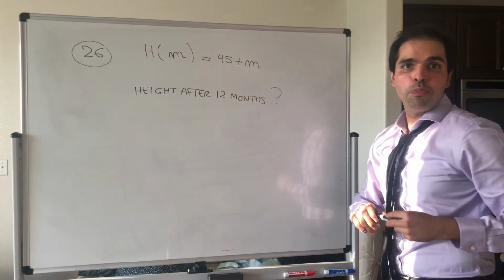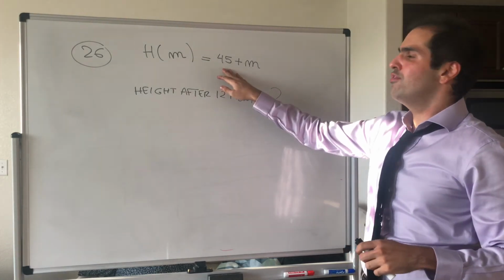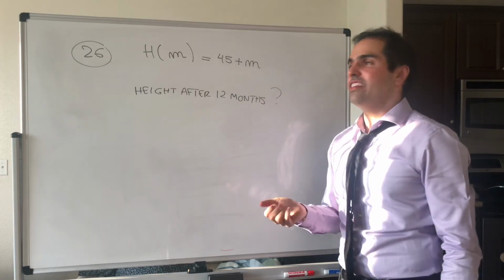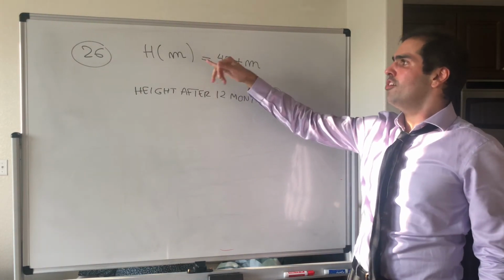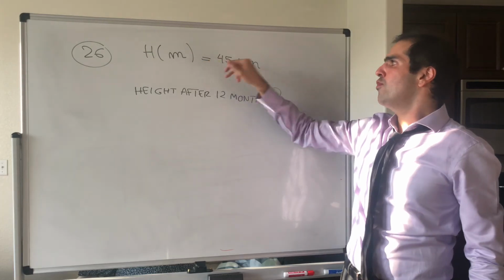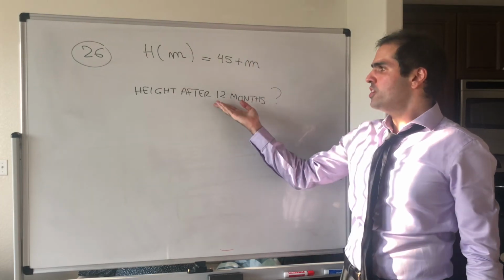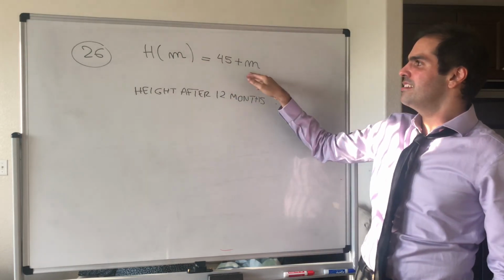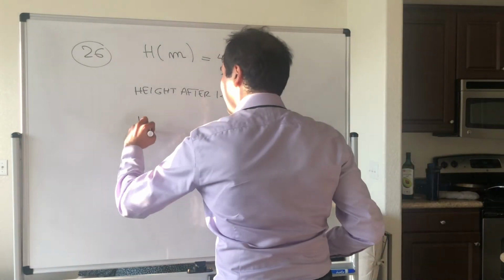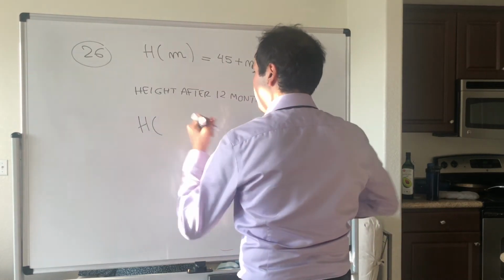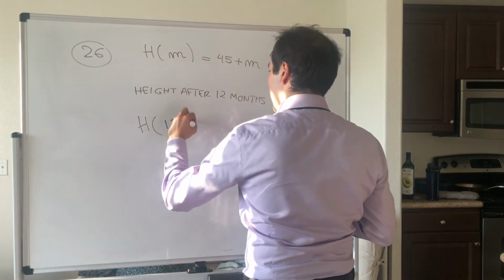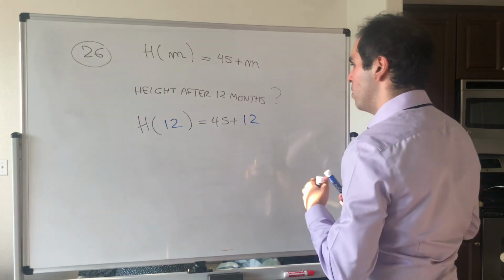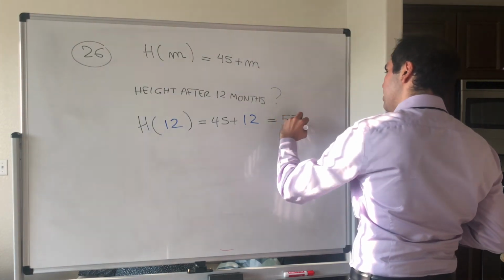Suppose you have a plant that's initially 45 centimeters high, and each month it grows by 1 centimeter. In particular, the height after m months is 45 plus m. What is the height after 12 months? If the height after m months is this, the height after 12 months is just h of 12, which is 45 plus 12, and that becomes 57 centimeters.